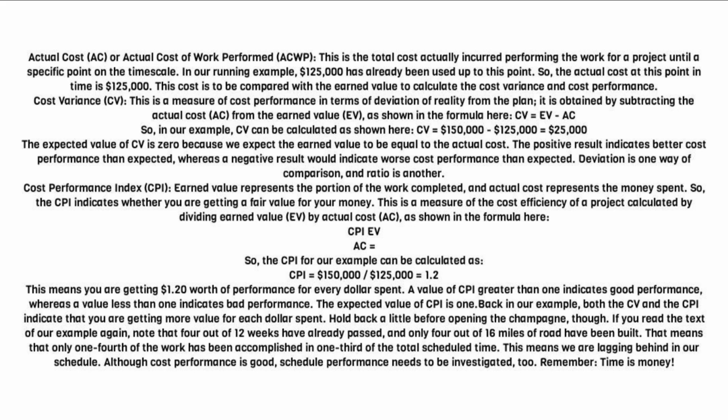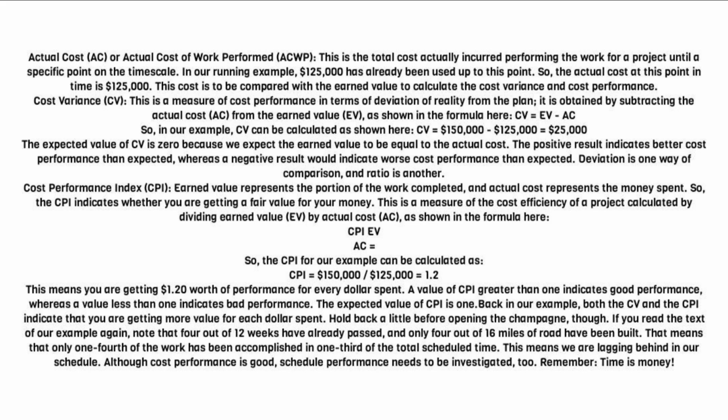The positive result indicates better cost performance than expected, whereas a negative result would indicate worse cost performance than expected. Deviation is one way of comparison, and ratio is another. Cost Performance Index, CPI. Earned value represents the portion of the work completed, and actual cost represents the money spent.